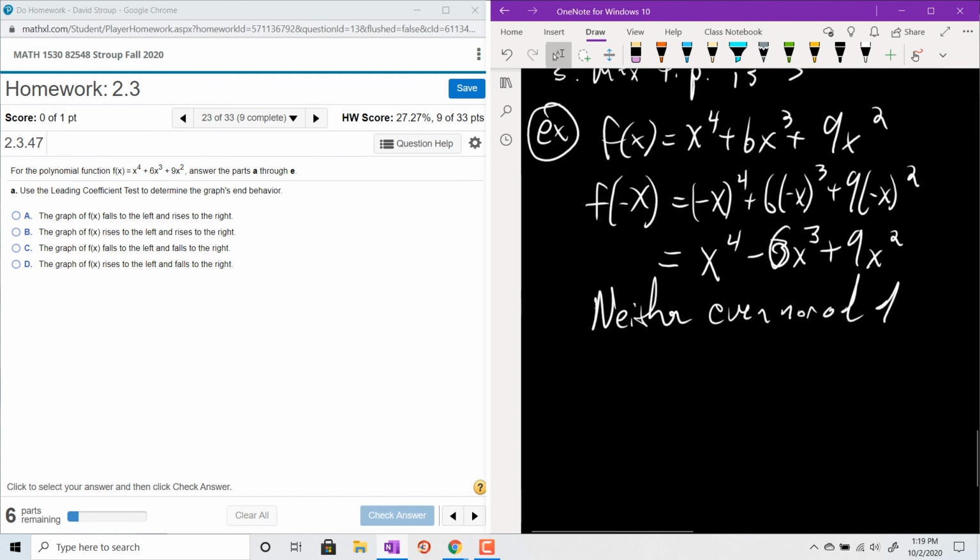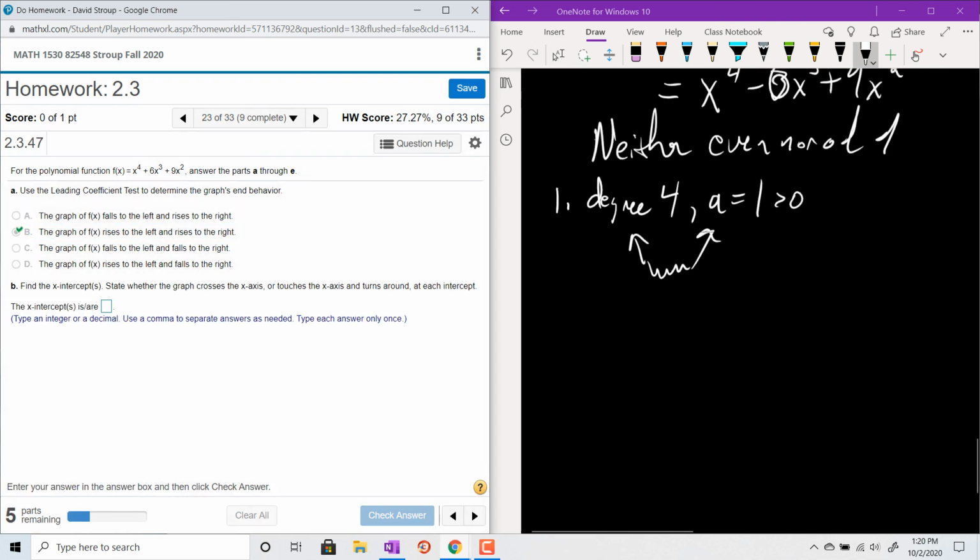Okay, let's get the other questions now. Again, I usually start with just figuring out the behavior. The degree, again, is even, it's 4. The a value, again, is 1. That's greater than 0, so that's going to mean it's this kind of happy face type deal. And so it's rising on the left and the right. So it rises to the left, rises to the right.